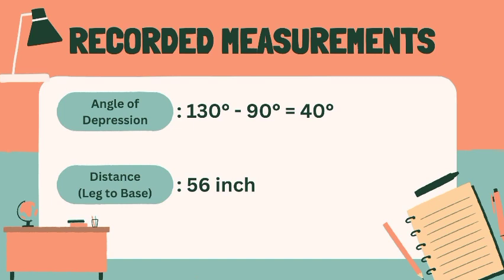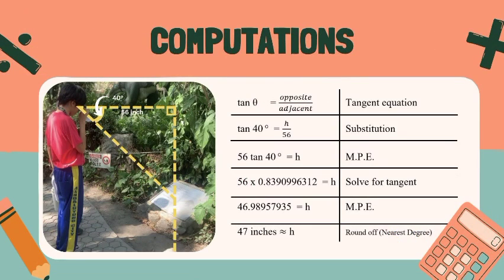We calculated the angle of depression by getting the measure of the clinometer minus 90 degrees, in which Ethan was looking downward to the information about the dinosaur. By using the clinometer, we got 130 degrees minus 90 degrees equals the angle of depression, 40 degrees. In getting the distance, Dave also measured the distance between Ethan and the information of the dinosaur below, which is 56 inches.